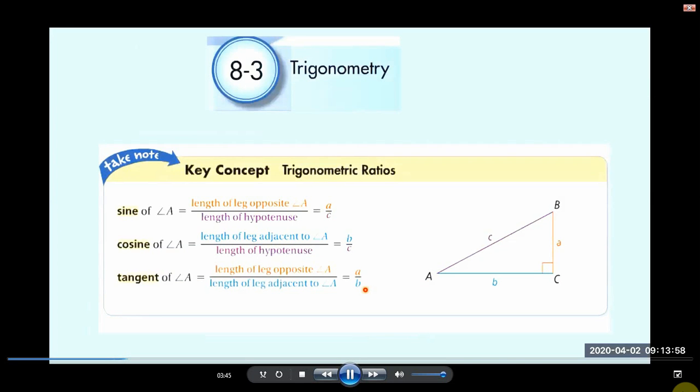Trigonometry, it's so easy. Sine, cosine, and tan. Sine is opposite over hypotenuse. Cosine is adjacent over hypotenuse. And tan is opposite over adjacent. Easy?